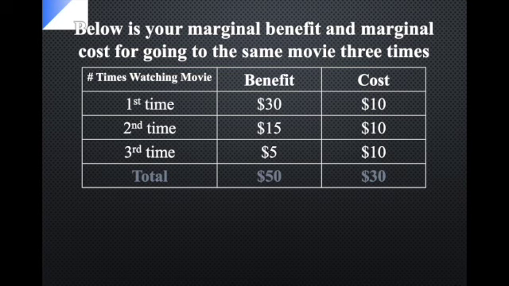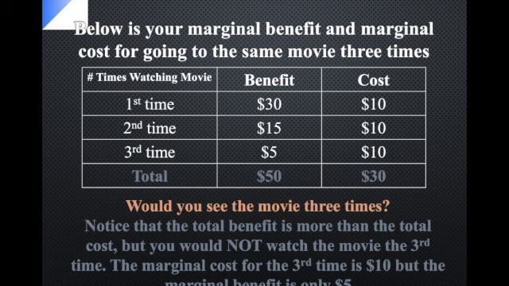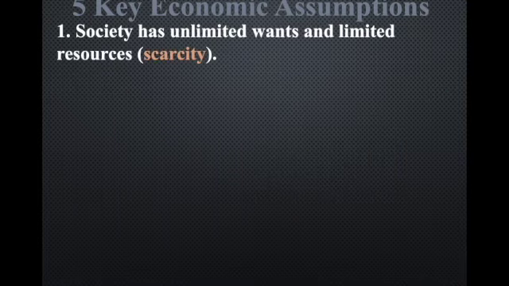If we were to look at total benefit versus total cost, okay, 30 plus 15 plus 5 is 50, whereas the cost, 10 plus 10 plus 10, if you're looking at just the totals, you would say, well, your benefit still outweighs your cost. You should still go ahead and do that. But that's actually not the case, because that individual marginal utility has decreased enough that the benefit no longer outweighs the cost. So would you see the movie 3 times? The answer is no.